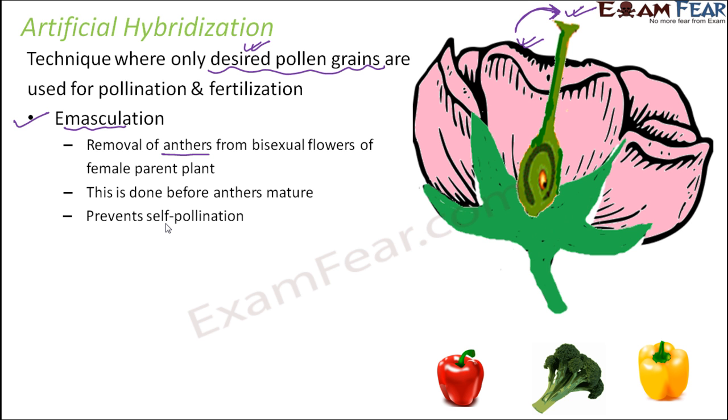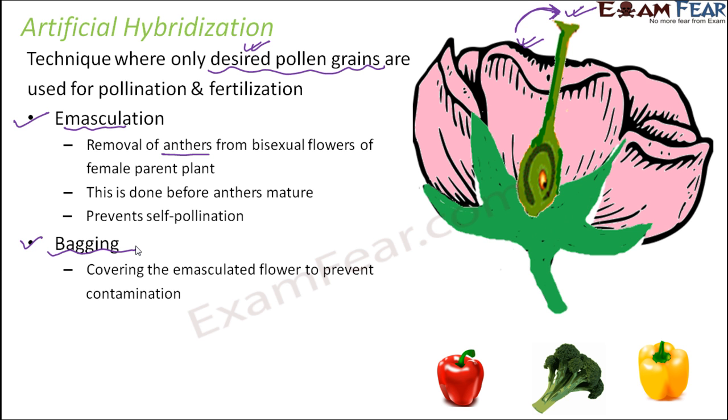Now what do we do with the anthers which we have removed? What we do is bagging. Bagging is another technique and it is derived from the word bag. Why bag? Once the anthers have been removed, we cover the emasculated flower to prevent contamination. So we put it inside a bag.